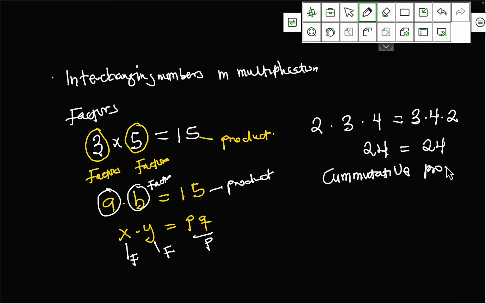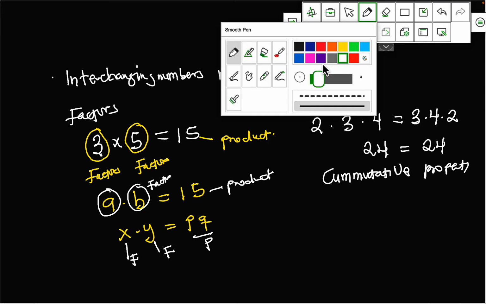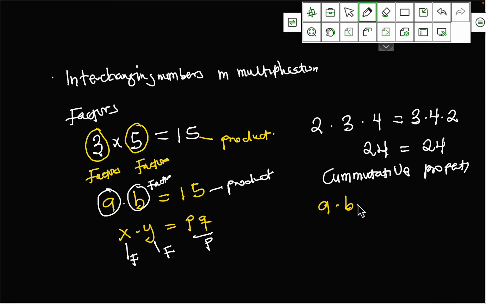Property of multiplication, right? Now in algebra it's the same thing. If I have a times b times c, this basically is the same as b times c times a, but again we have our preferred order. Especially when you have letters like this multiplying, we usually want to arrange them in alphabetical order. Can you take note of that?